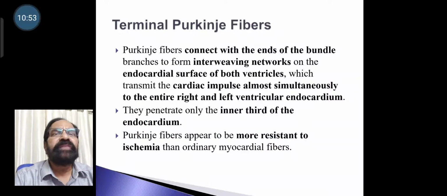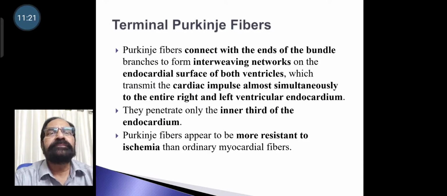Terminal Purkinje fibers connect the ends of the bundle branches to form an interweaving network on the endocardial surface of both ventricles, which transmit the cardiac impulse almost simultaneously to the entire right and left ventricular endocardium. They penetrate only the inner third of the endocardium. Purkinje fibers appear to be more resistant to ischemia than ordinary myocardial fibers.